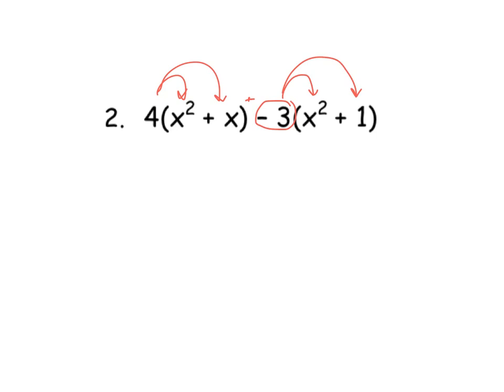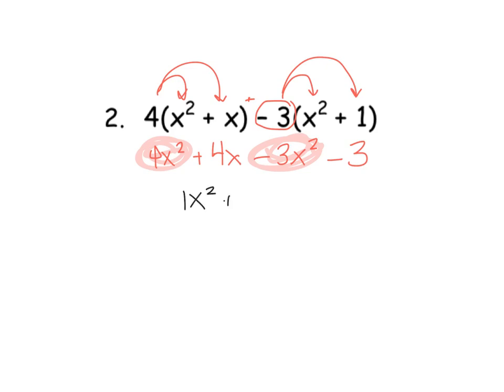So I have 4x squared plus 4x. And then I have minus 3x squared and minus 3. Here, my like terms are just the 4x squared and the minus 3x squared, which combines to be 1x squared, or just x squared, plus 4x minus 3. And now we have a simplified polynomial in standard form, quadratic or second degree term, linear or first degree term, and our constant of negative 3.